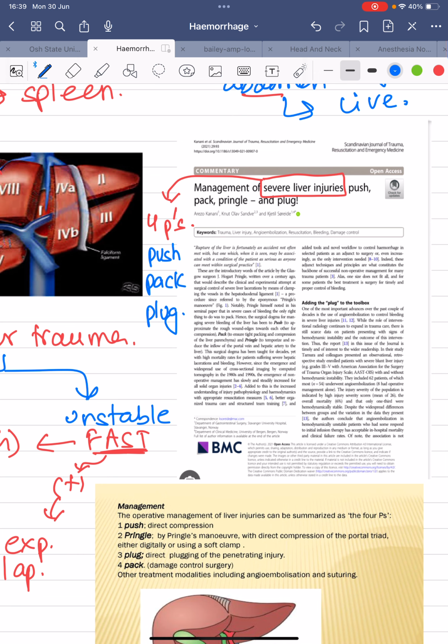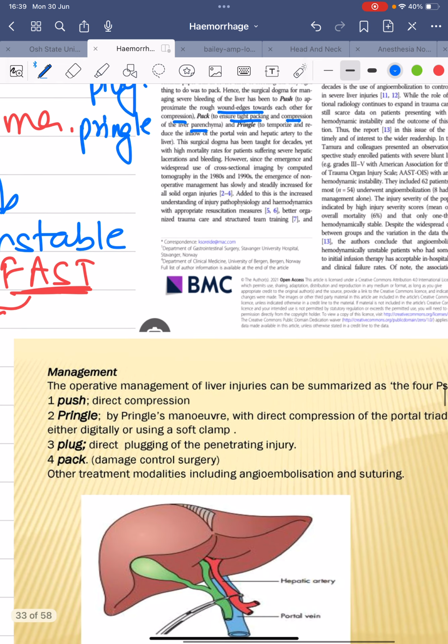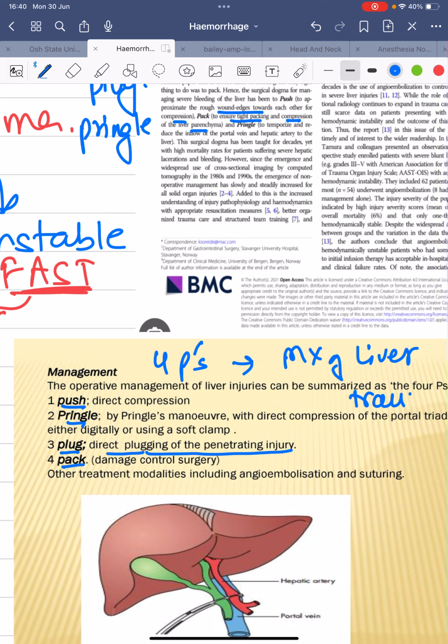So what is push? See here in this diagram. Push is to approximate the wound edges towards each other for compression. Packing is to pack the wound to ensure tight packing and compression of the liver parenchyma. Pringle maneuver I will explain to you. Plugging is direct plugging of the penetrating injuries. So push, plug, pack and Pringle. So 4 P's is the management of what? Liver trauma. So see here in this diagram.